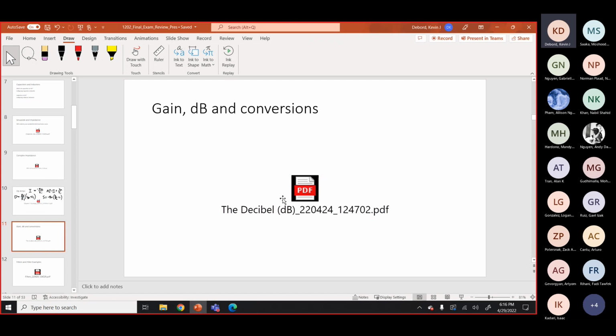Okay, gain, decibels, and conversions. So fun stuff. How would you convert from gain to decibels? So volts per volt to decibels. 20 log gain, right? Yeah.